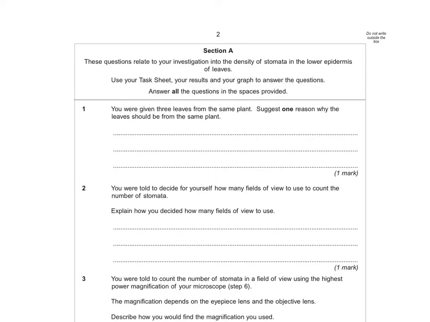It says you were given 3 leaves from the same plant. Suggest one reason why the leaves should be from the same plant. Well, because the difference between individuals is the alleles of genes. So I just put they are genetically identical. That stems from that our phenotypes are due to the environment and our genotype, and so therefore I can give an environment answer saying the plant has been grown in the same environment or same conditions, or I can give a genetic answer. Any will do. It's a suggest question, and there'll be lots of suggest questions in this.